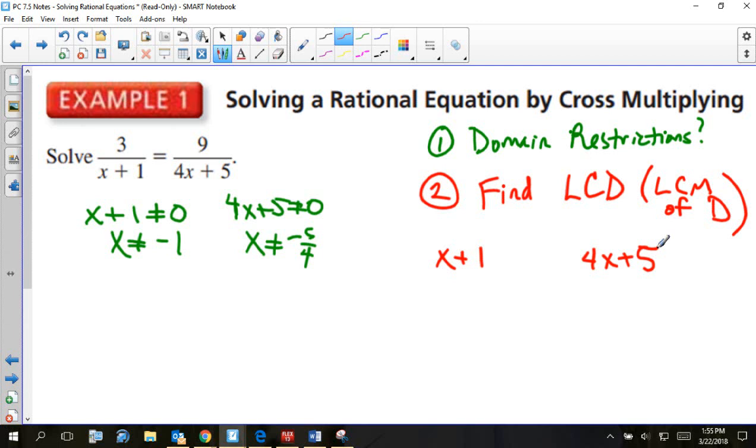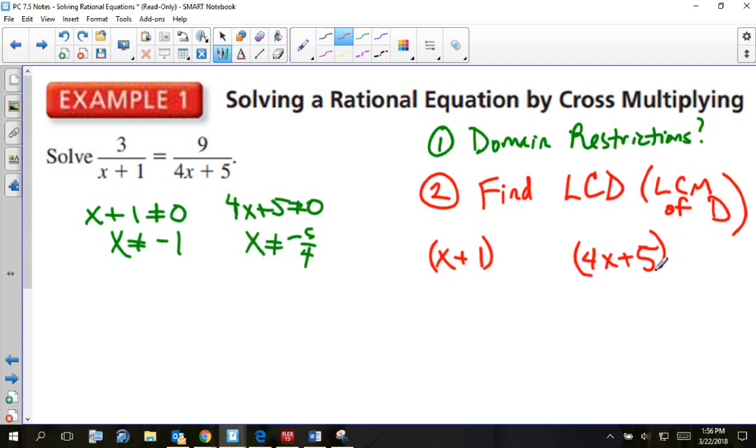So how do I factor x plus 1? Well, you can only factor out 1. I mean, you could take the 1 out, but it's really its own factor. How do I factor 4x plus 5? For binomials, you first ask, is there a GCF? No. Is it squared so you can do a difference of squares? No. So basically, this is also factored.